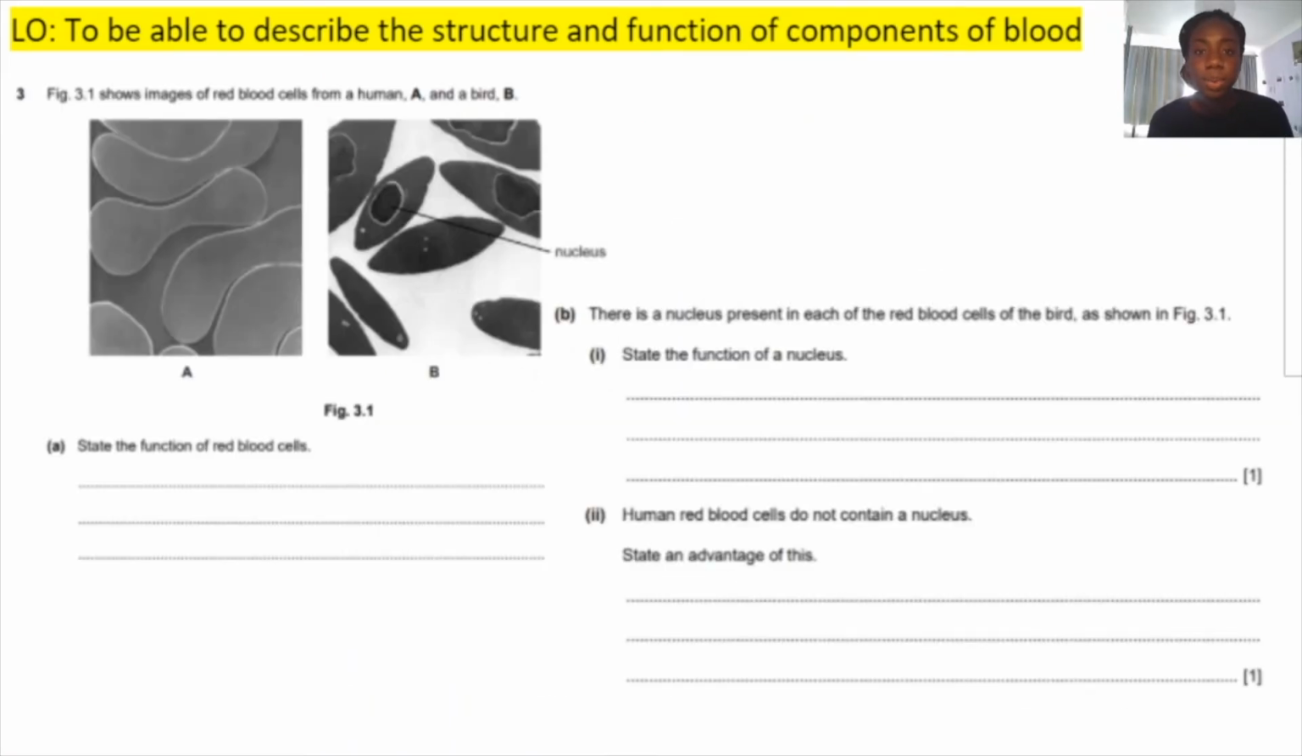This is our first worked example question for this topic, so let's go through it. Figure 3.1 shows images of red blood cells from a human, A, and a bird, B. So we've got the pictures below. And then the first part of the question is to state the function of red blood cells. So the main function of red blood cells is to transport oxygen around the body. So transport O2 around body.